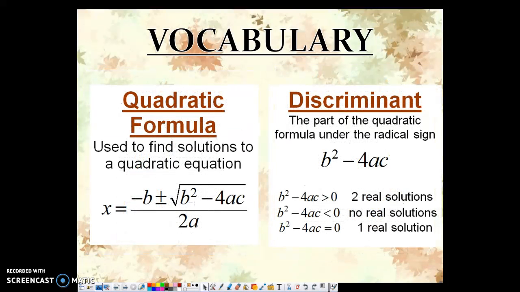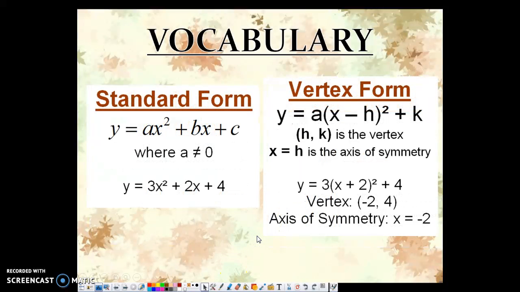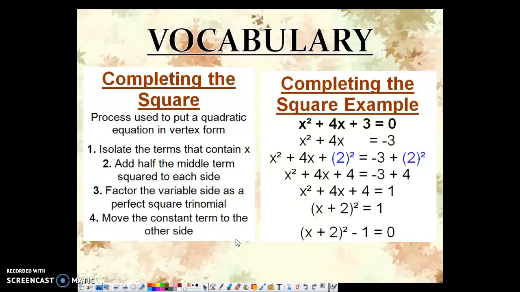Quadratic formula, discriminant, you don't really need these right now. Standard form, y equals ax squared plus bx plus c. Vertex form, y equals a, x minus h squared plus k, where h and k are the vertex, and x equals h is the axis of symmetry. So, y equals 3(x + 2) squared + 4, -2 and 4 is your vertex, and then x equals -2, that is your axis of symmetry. We don't need these today.